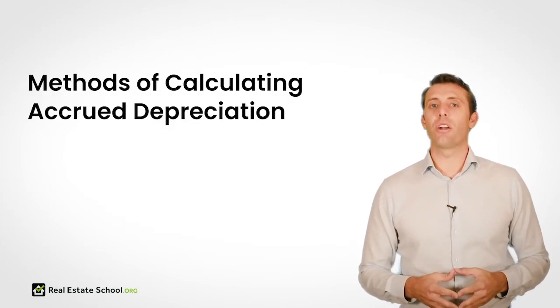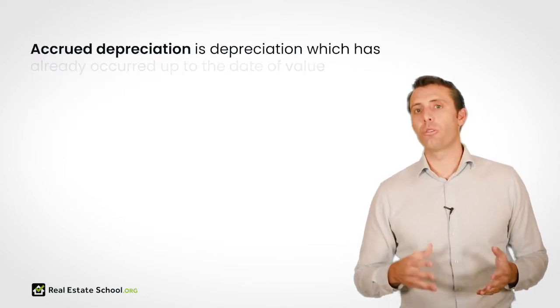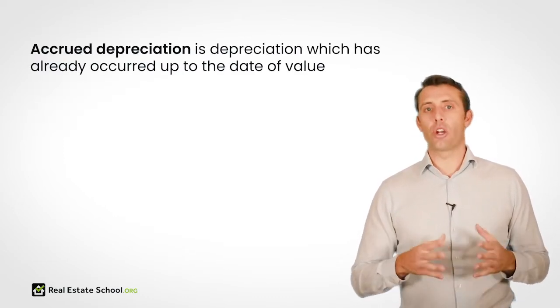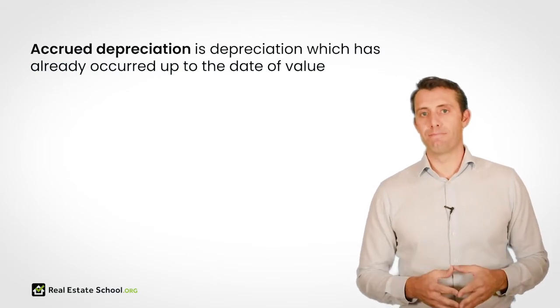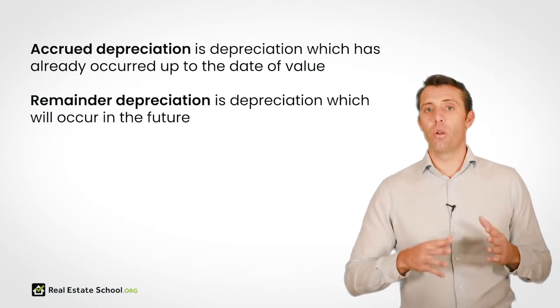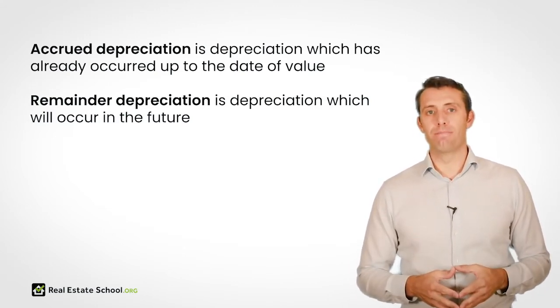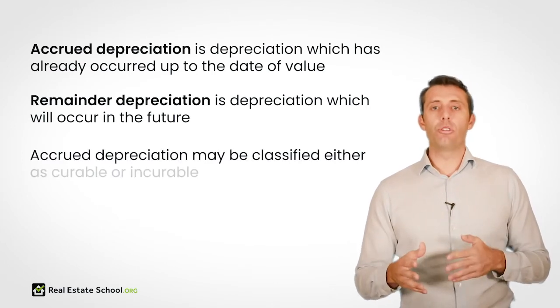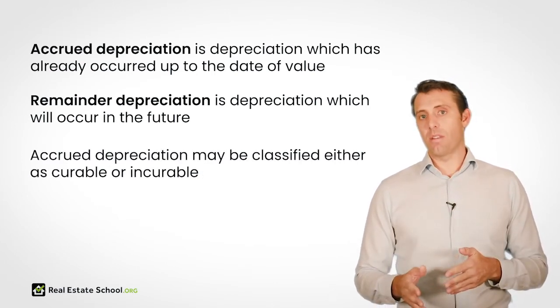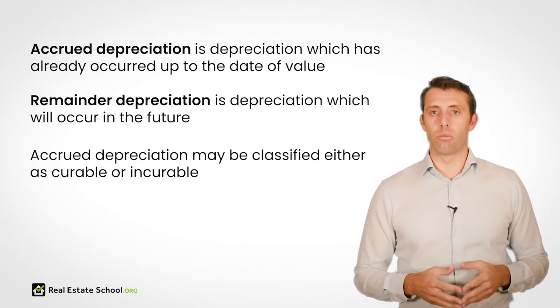Methods of calculating accrued depreciation. Accrued depreciation is the total depreciation which has already occurred up to the date of value. On the flip side, remainder depreciation is depreciation which will occur in the future, or essentially after the date of value. When we look at accrued depreciation, it can be classified in two ways, either curable or incurable.